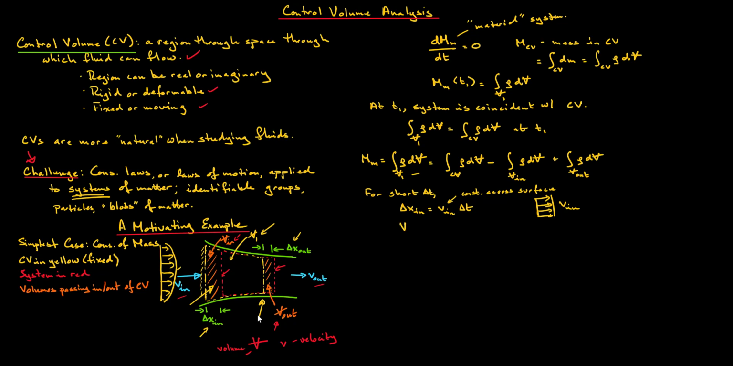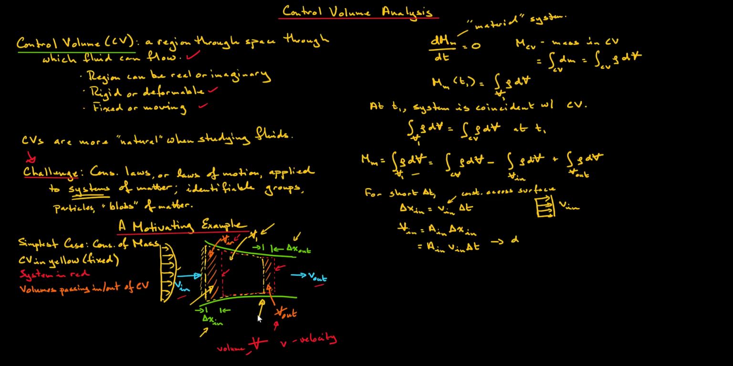We can also define the volume at the inlet that has moved to the right as the area of the inlet of our CV multiplied by delta x in, which we have just defined. And so this tells us that we have A in multiplied by V in delta t.